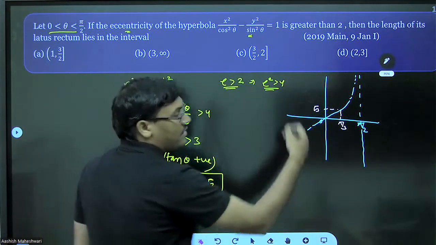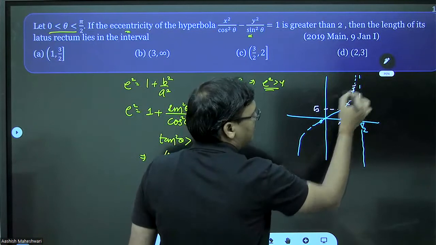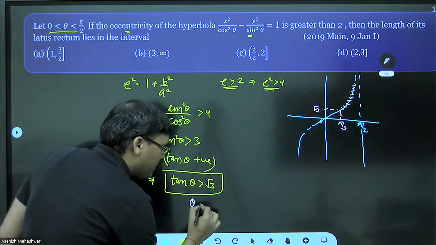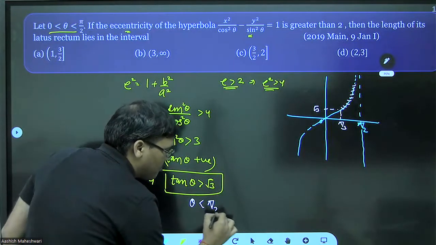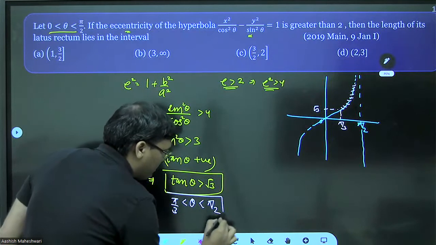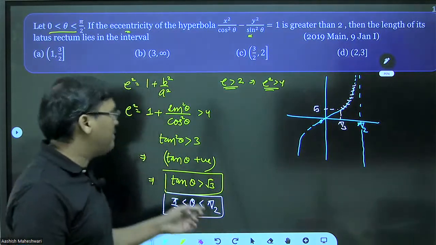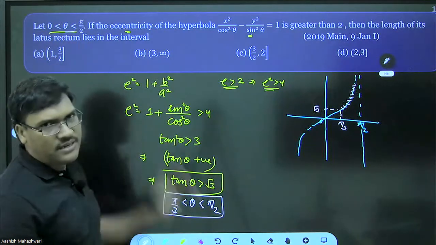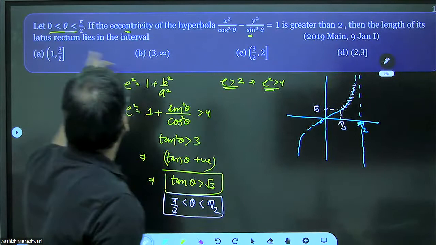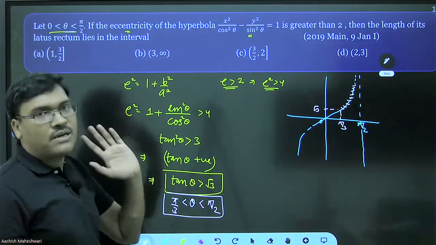If tan theta is greater than root 3, we have this, right? Tan theta is greater than root 3. So this implies theta is less than pi by 2 and greater than pi by 3. We have got the range of theta, which is pi by 3 to pi by 2. Maximum pi by 2 because we do not have to cross pi by 2. It is given in the question. Now the question is the length of its latus rectum lies in the interval. So you have to find the range of the length of the latus rectum.